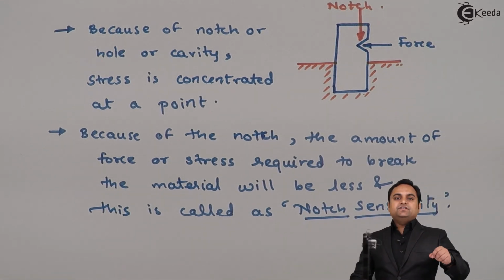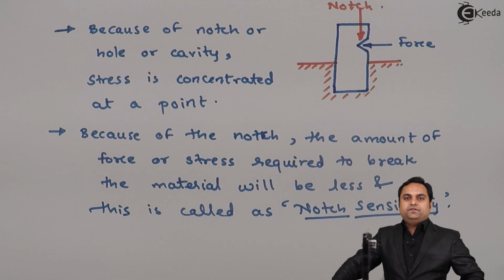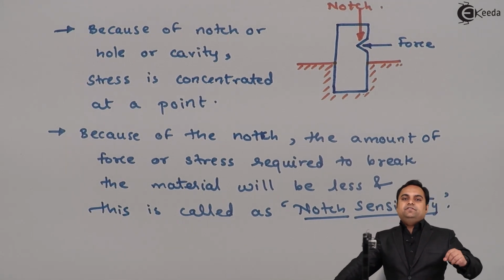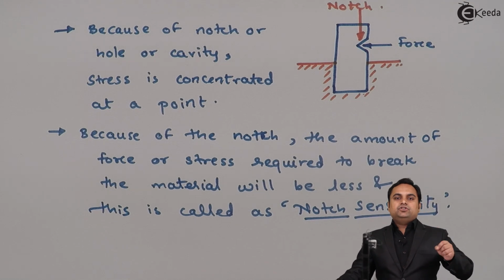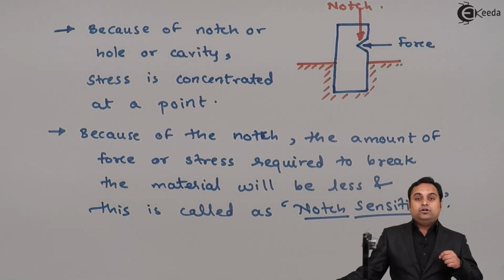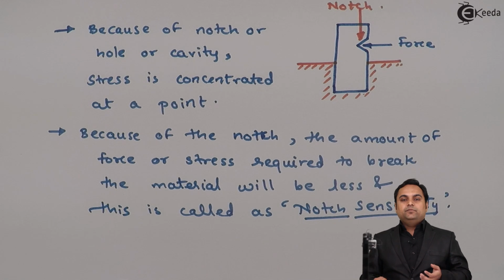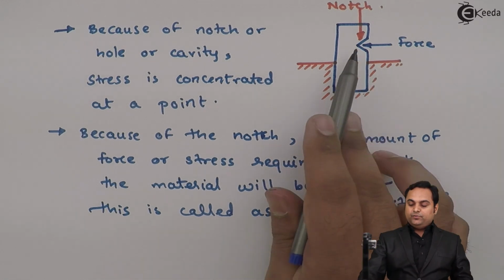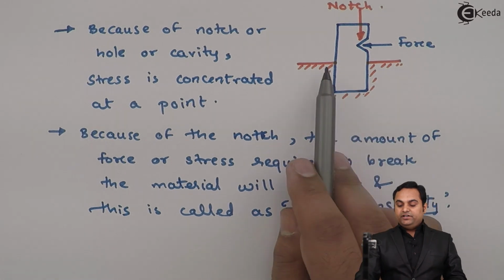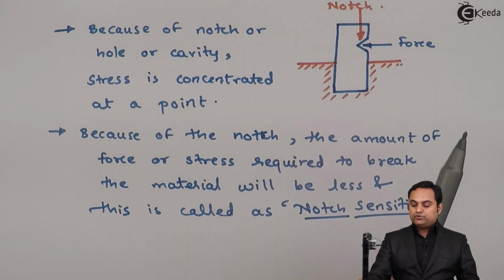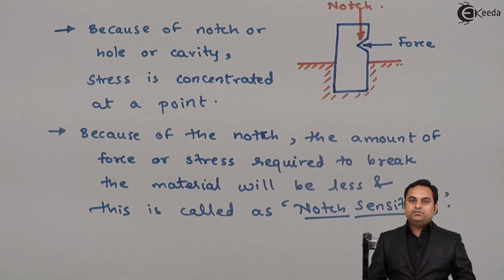So notch sensitivity is related to stress concentration, that is, wherever stress is concentrated, then the amount of force required to break the metal or a material there will be less, because stress is concentrated at a point, and on that point if that force is applied, the material will break at a less value of force or stress. So that was notch sensitivity.